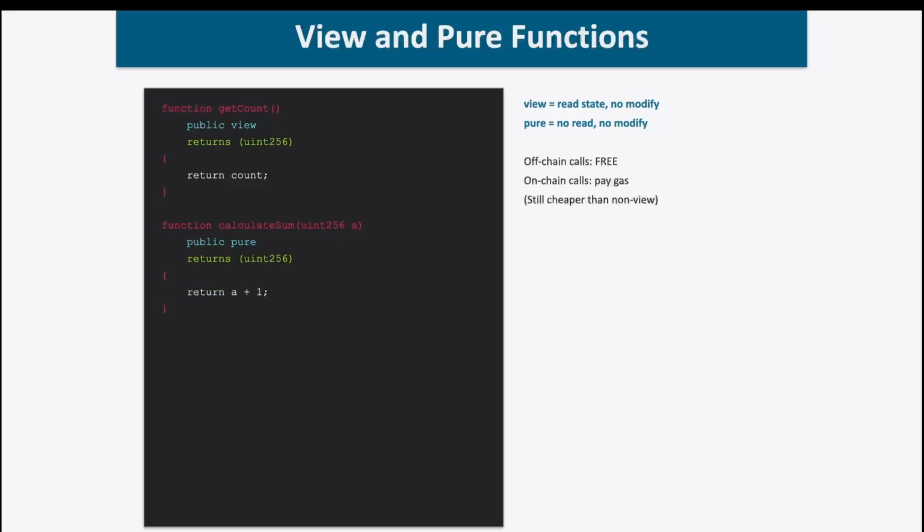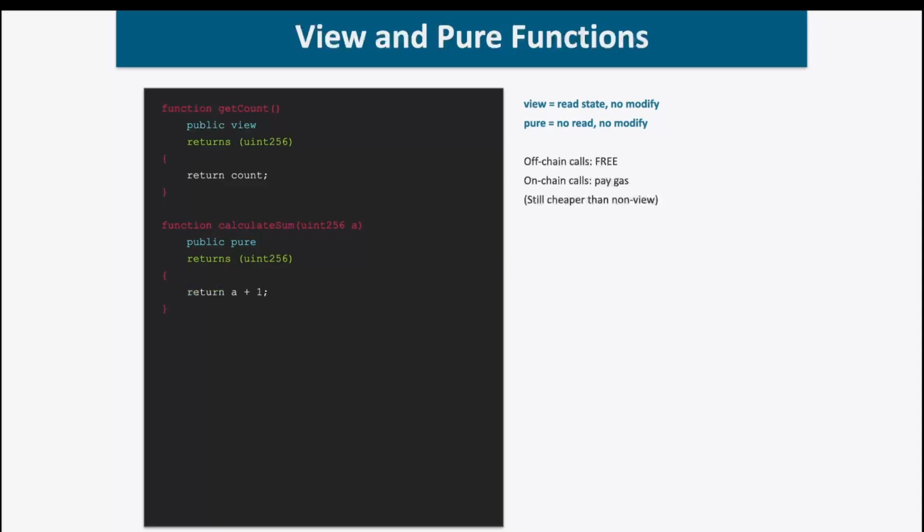When you call a view or pure function off-chain, meaning you're not submitting a transaction, just querying the blockchain, it costs 0 gas. When you call them on-chain, inside a transaction from another contract, they still cost gas, but potentially less than a regular function. Front ends and applications constantly call view functions to read contract state.